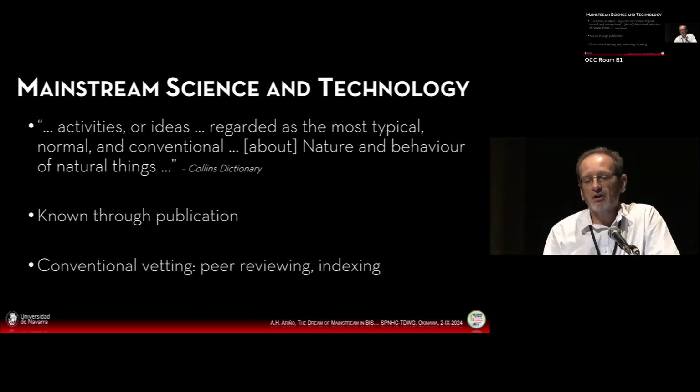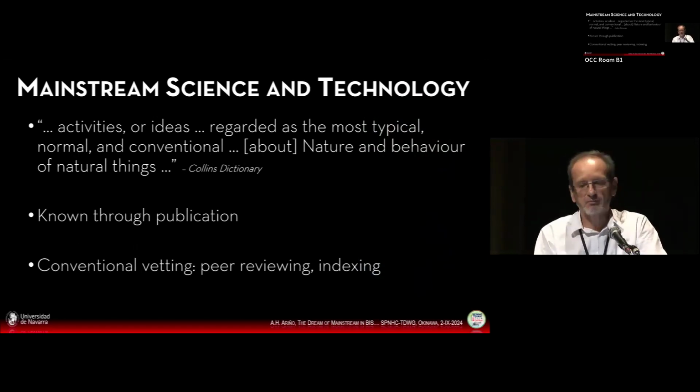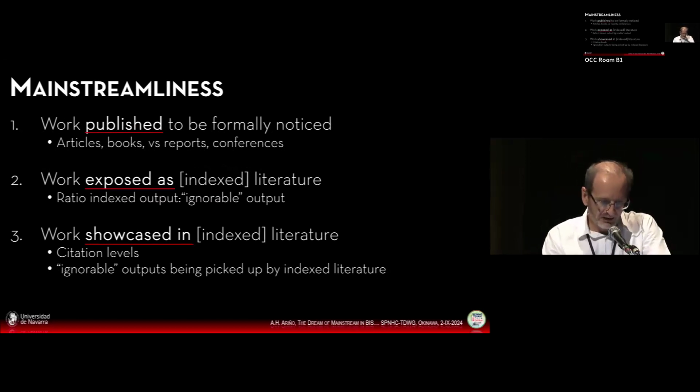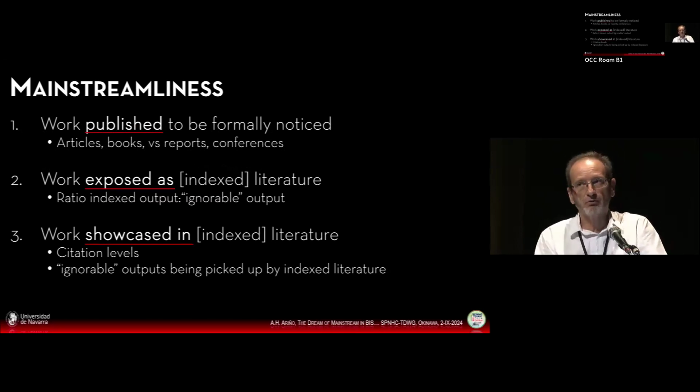According to the dictionary, mainstream is activity or ideas regarded as the most typical, normal, and conventional about nature and behavior, natural things. This is normally known through publication, and there is a conventional way of doing this, which is peer reviewing and indexing. So we might assess the mainstreamliness of our activity by measuring how it is formally published, how it is formally exposed through preferably indexed literature, and whether our work is showcased in indexed literature through citation levels, etc.